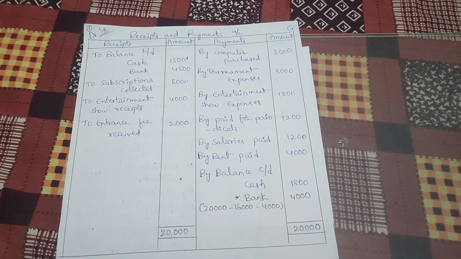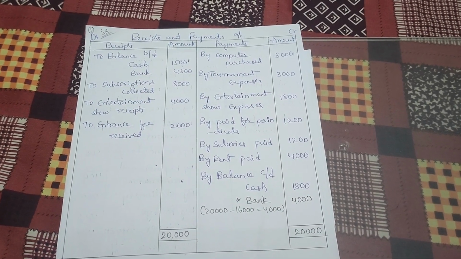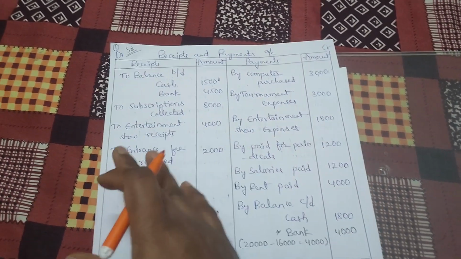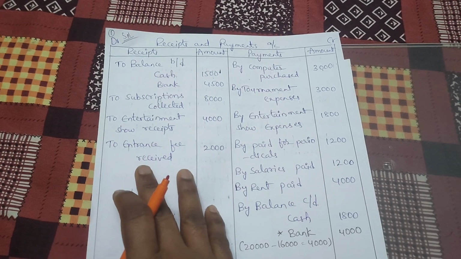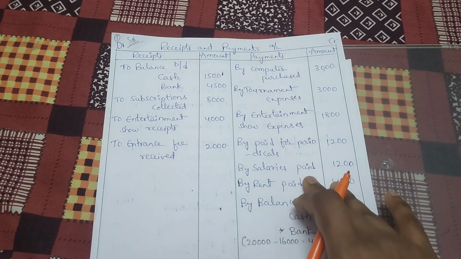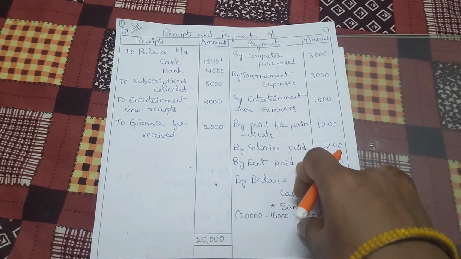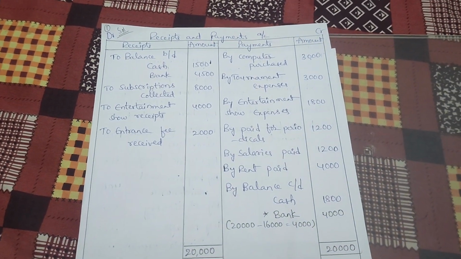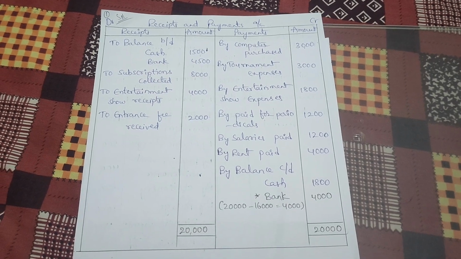Receipts and payments account is similar to cash account. Receipts on the debit side, payments on the credit side. If cash comes into the business, we should record on the debit side. If cash is paid or cash is going out, we should record on the credit side. Then what is the difference between receipts and payments account and cash account?